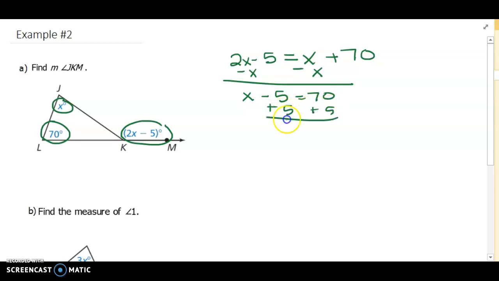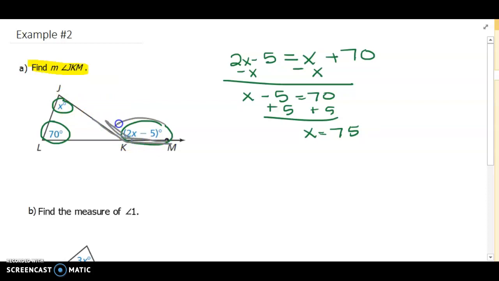Solve for x here, I get x is 75. Now we're not done because the question didn't ask us to solve for x. The question asked us to find the measure of LKM. Oh, sorry, JKM. So JKM would be right here.